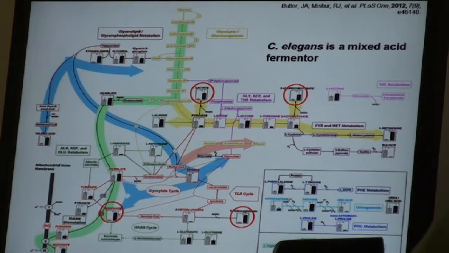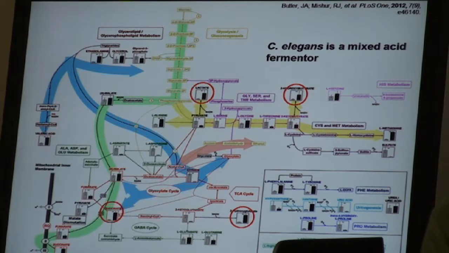Key points that fell out are that worms, as we'd expect under anaerobic conditions, are mixed acid fermenters. And all that means is a fermentation reaction. What I didn't tell you there, I said you need a source and a sink. Okay, we use oxygen.